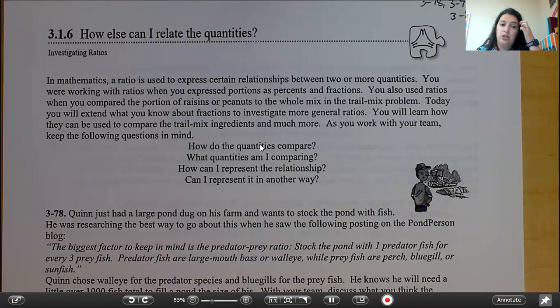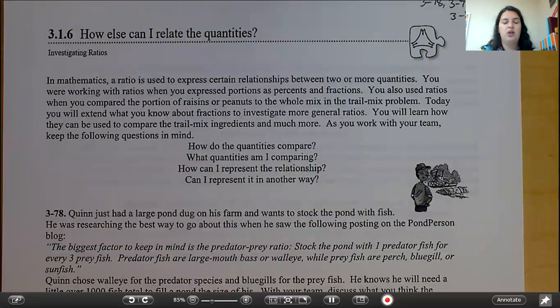In mathematics, a ratio is used to express certain relationships between two or more quantities. You were working with ratios when you expressed portions as percents and fractions. You also used ratios when you compared the portion of raisins or peanuts to the whole mix in the trail mix problem. Today, you will extend what you know about fractions to investigate more general ratios. You will learn how they can be used to compare the trail mix ingredients and much more.